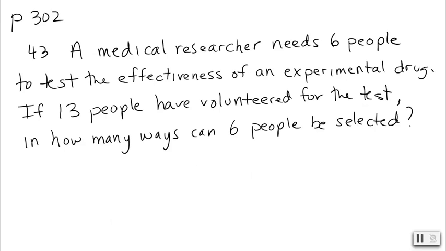The next problem is problem 43 on page 302. A medical researcher needs 6 people to test the effectiveness of an experimental drug. If 13 people have volunteered for the test, in how many ways can 6 people be selected? Notice that they're not putting the people in any specific buckets. They don't have special roles in the test. They're just choosing 6 people. And so the order in which those 6 people are selected does not matter, and that makes this a combination. So there are 13 total people to choose from, and we need to choose 6. So that's 13C6. Let's run to the calculator with that.